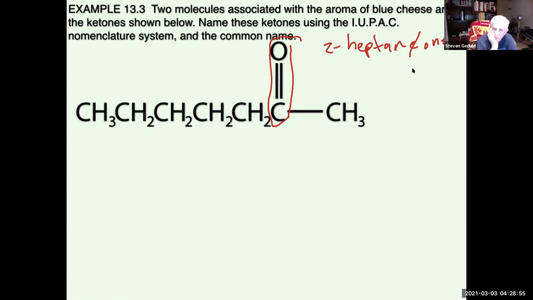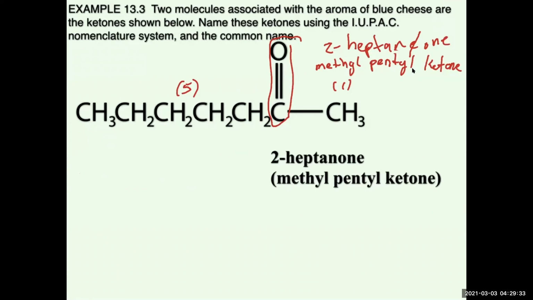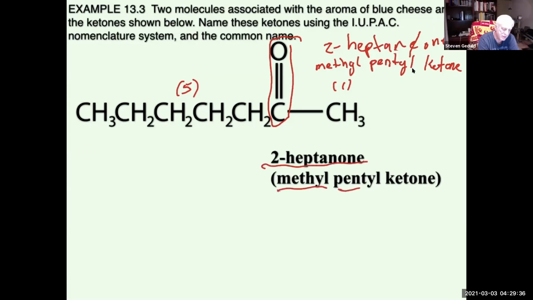Common name. There's a group here, which is 1 carbon. There's a group here, which is 1, 2, 3, 4, 5 carbons on this side. So the smaller one is 1, which is methyl. Okay. It's going to be 5, which is pentyl. And it's a ketone. So the IUPAC name is 2-heptanone. The common name is methyl pentyl ketone. So 2-heptanone or methyl pentyl ketone.